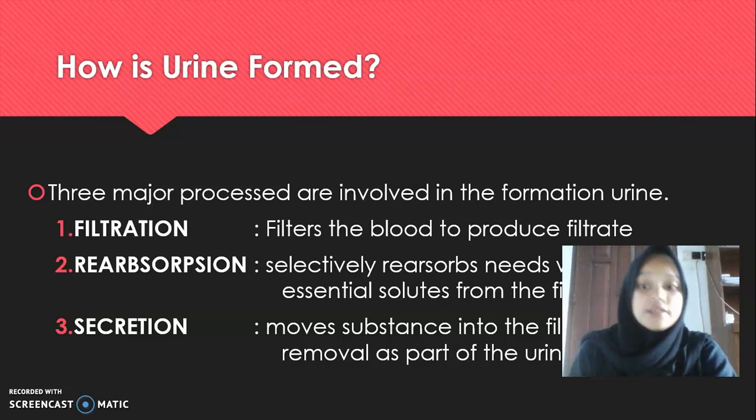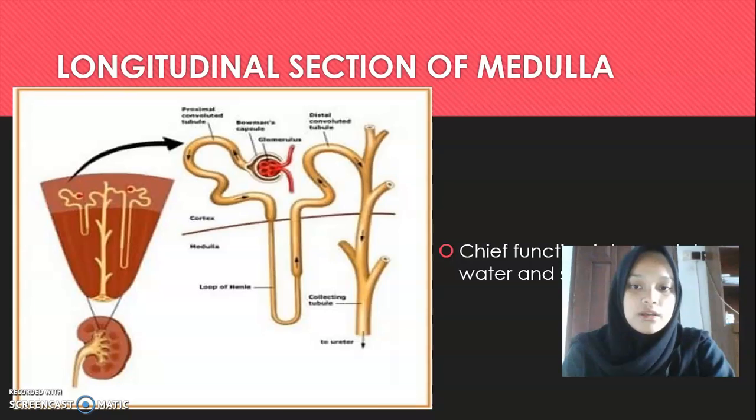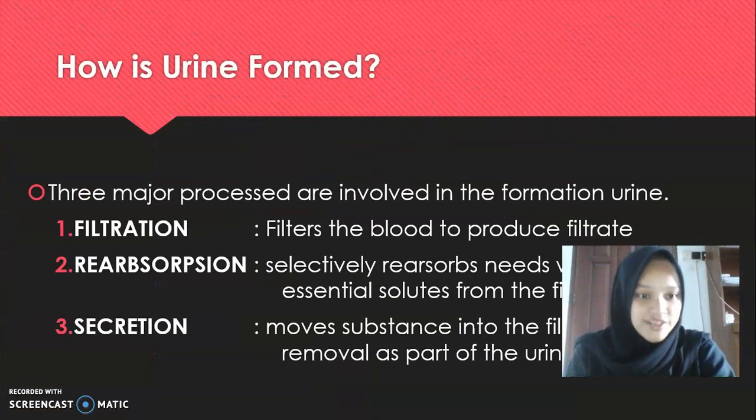And the third is secretion. Secretion moves substances into the filtrate for removal as part of the urine. This is the distal convoluted tubule. In the distal convoluted tubule, a process called secretion happens.